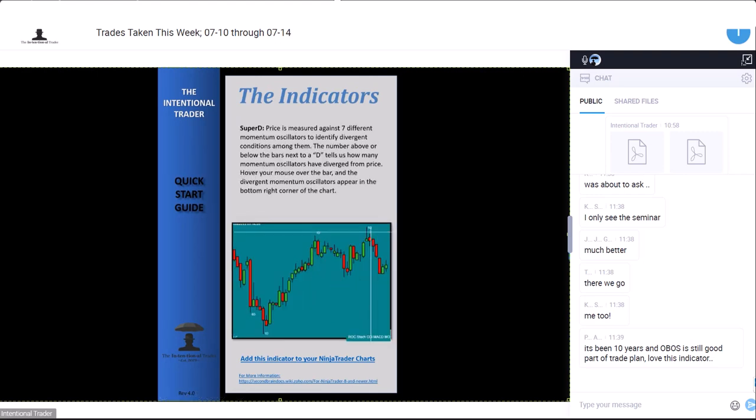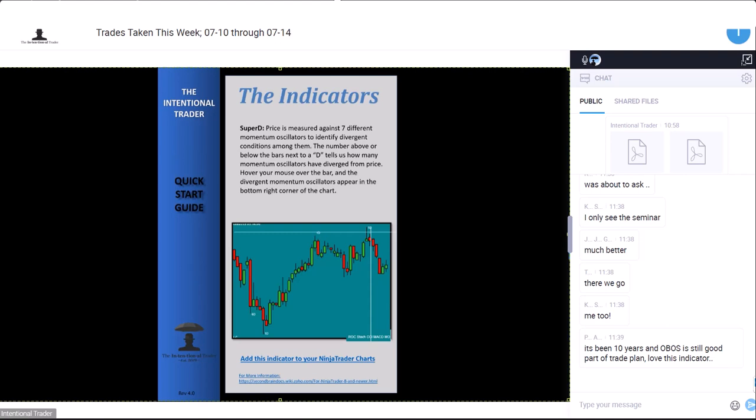Now, I told you about the Flash and the MACD Diver. Those are divergence indicators, and they work so well for us. We thought we would go ahead and add some of the more common divergence indicators and combine it all into a single indicator called the Super D.